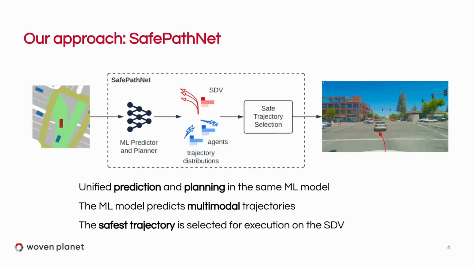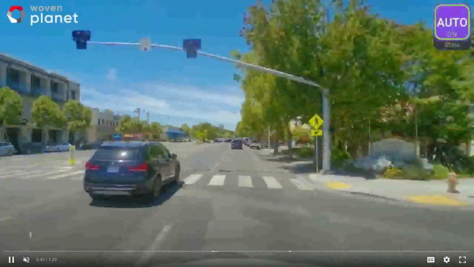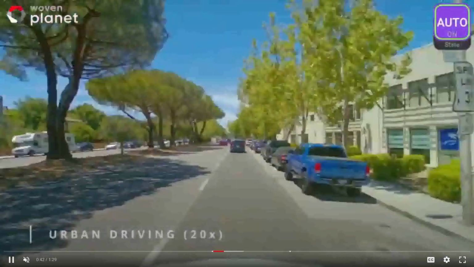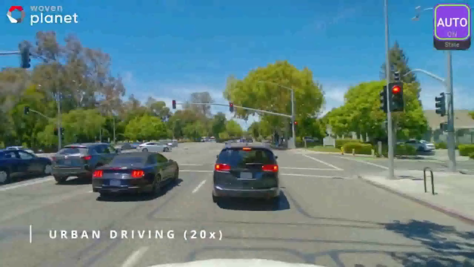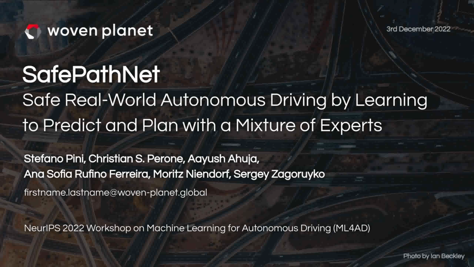In this paper, we propose SafePathNet, a unified system for prediction and planning with the same machine learning model. This machine learning model is able to predict multimodal trajectories for both the self-driving vehicle and the road agents. Leveraging these distributions, we select the safest trajectory for execution on the self-driving vehicle. We tested our approach also on public roads on a real self-driving vehicle. For more information, please come to our poster or look at our paper.